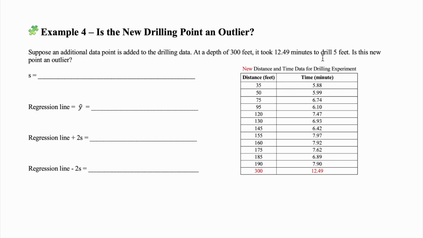This is the data with the new point added. The new point is 312.49. And we want to determine whether this is an outlier. To do that, we graph the regression line and the two lines that are two standard deviations above and below it. Using the TI-84, we'll find the regression line and the standard deviation of the residuals. Then we graph all of these three lines to see where the new point falls.